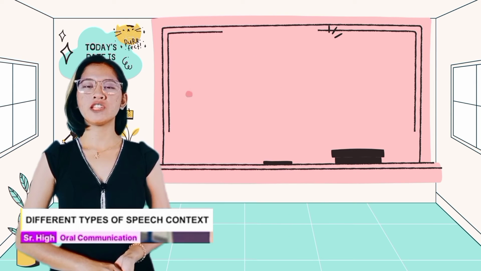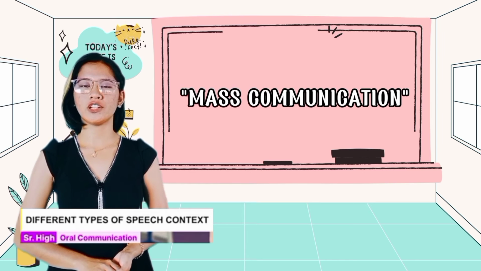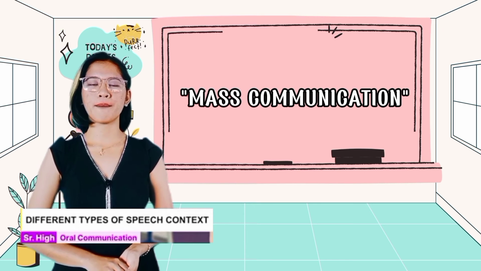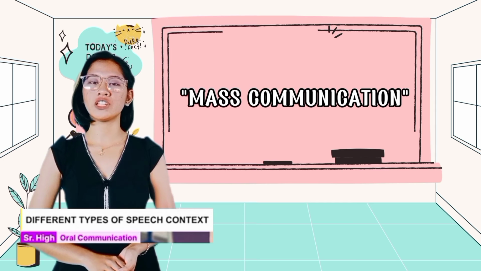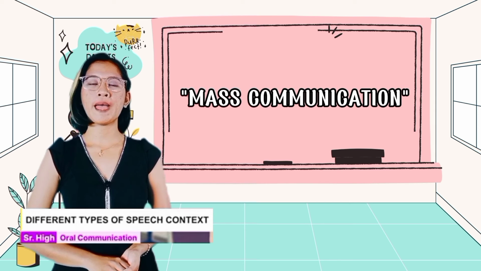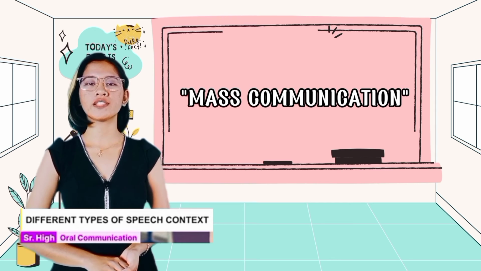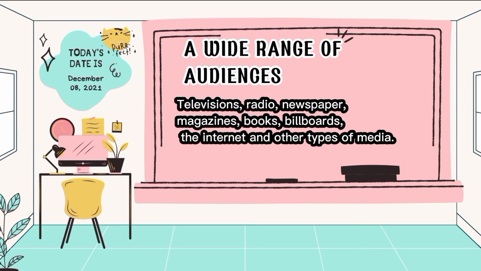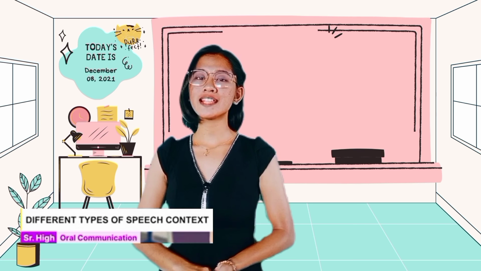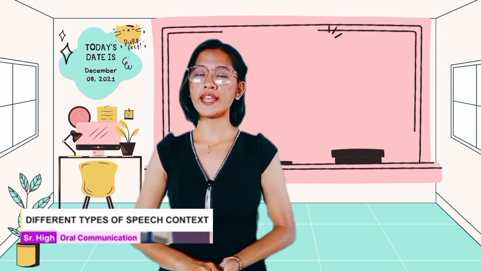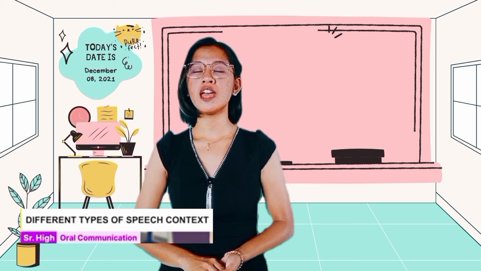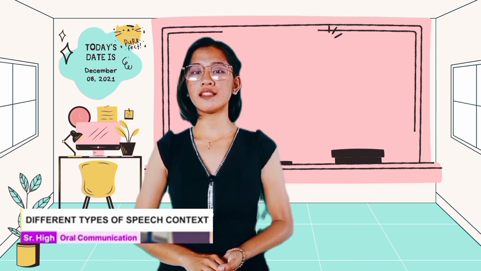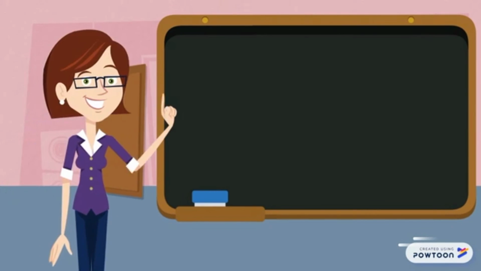The fourth type of speech context is mass communication. Mass communication is a type of speech context through television, radio, newspapers, magazines, books, billboards, the internet, and other types of media. This speech context reaches a wide range of audiences in different parts of the country or the world. In the new normal, mass communication is one of the most efficient ways to provide information to students due to the risk that face-to-face interactions may cause.